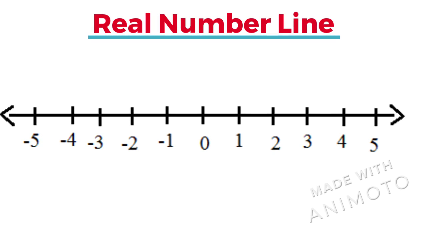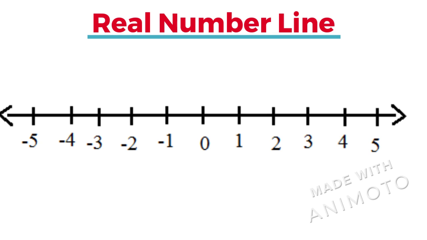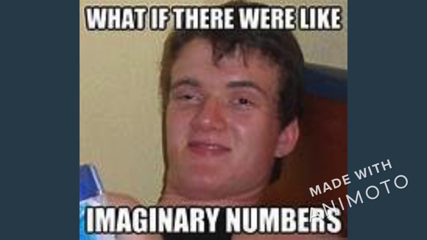Now, what happens when we have a number like the square root of -4? I can't plot that anywhere because it doesn't exist. It's not real.